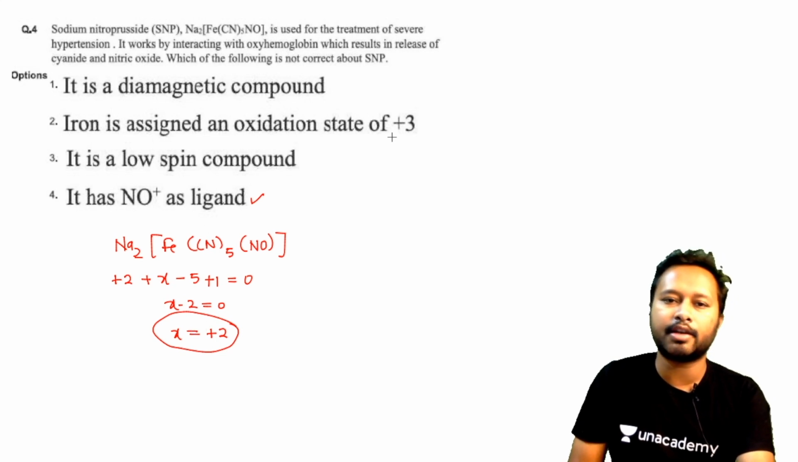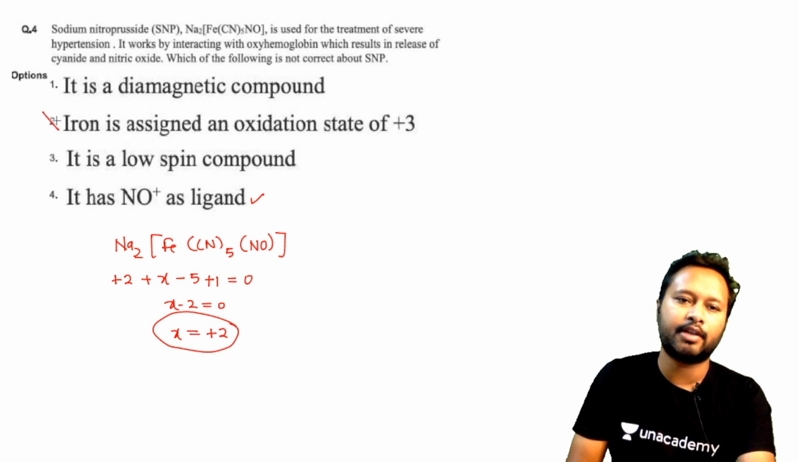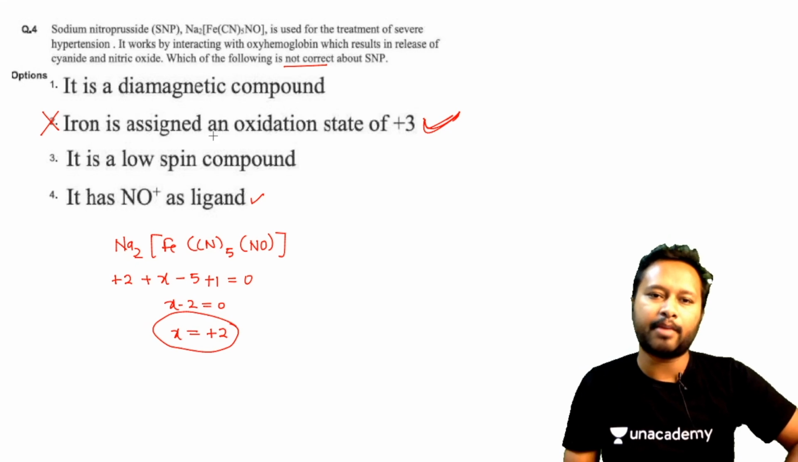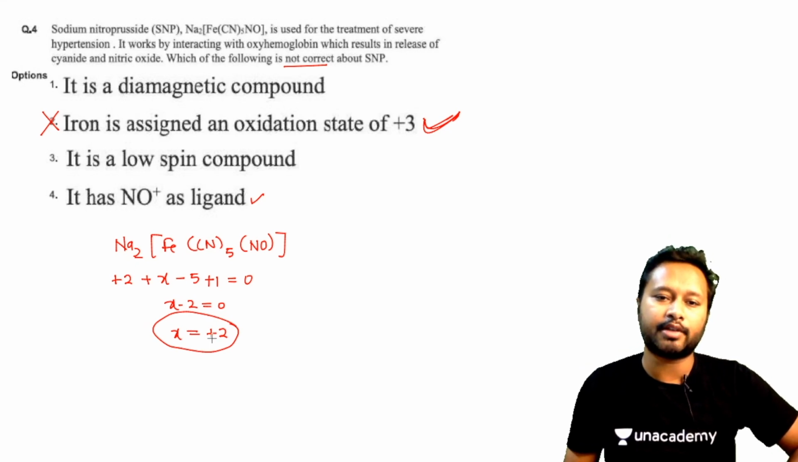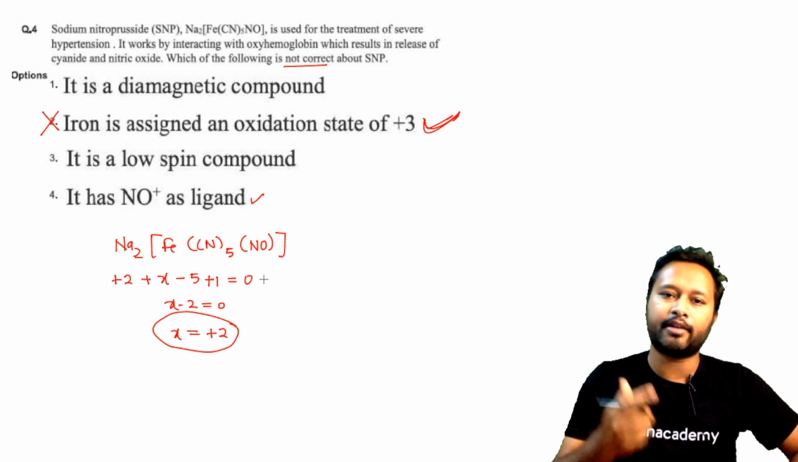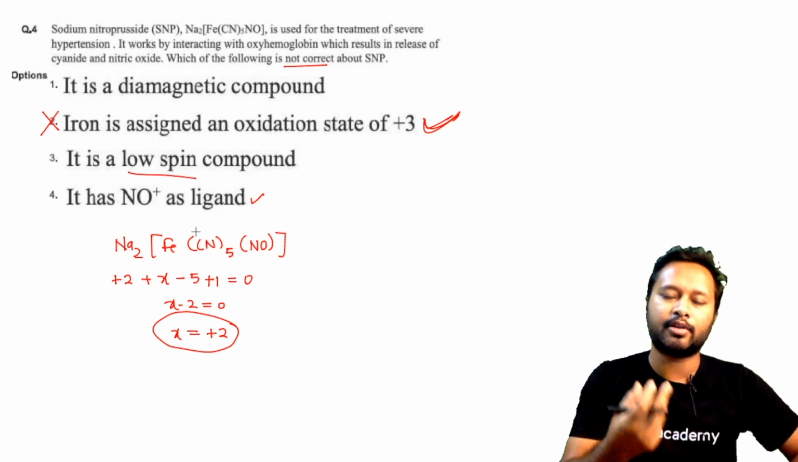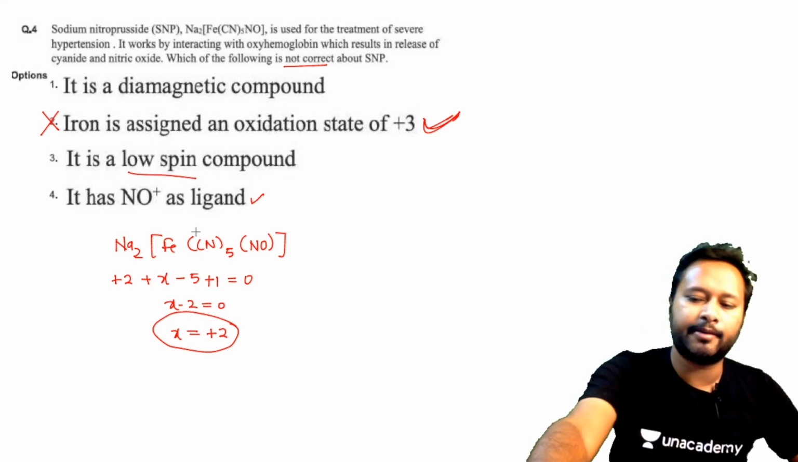Here they are saying that iron is having +3 oxidation state. That's the wrong statement, and that will be your answer actually, because they are asking for the incorrect statement, right? So that's the answer. But is it diamagnetic? Yes, it will be diamagnetic because it is iron in +2, a d6 species, and a low spin complex because of the presence of a strong field ligand. So it will be a diamagnetic compound, right?